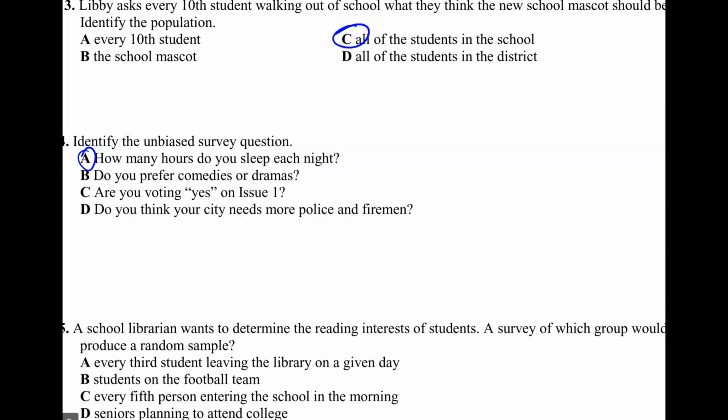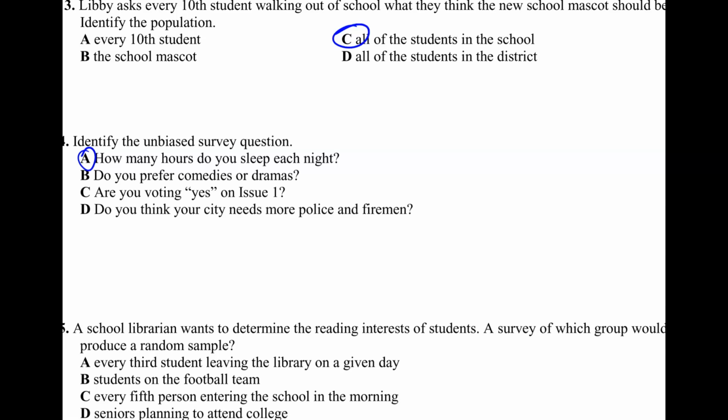But granted, if you were Michael making the next musical and you had to decide between comedies and dramas because those are the only two things, and then you ask, it'd be okay. But we don't really have context, so you have to assume you have no context for the question. You don't want to limit them at all. Yeah. Are you voting yes on issue 1? It's biased because we're leading. We're going to say, oh, vote yes. We're planting the seed.